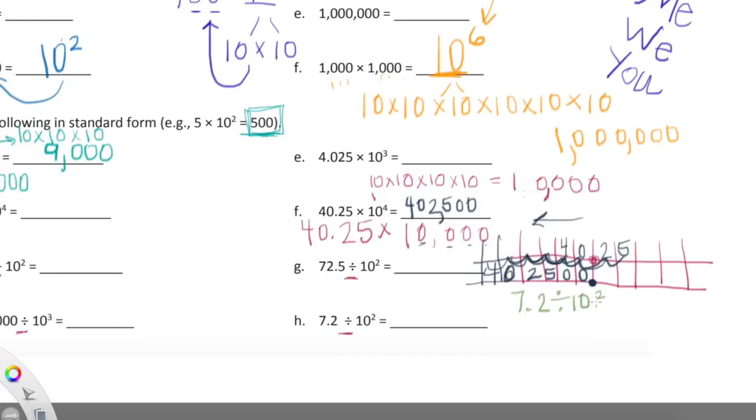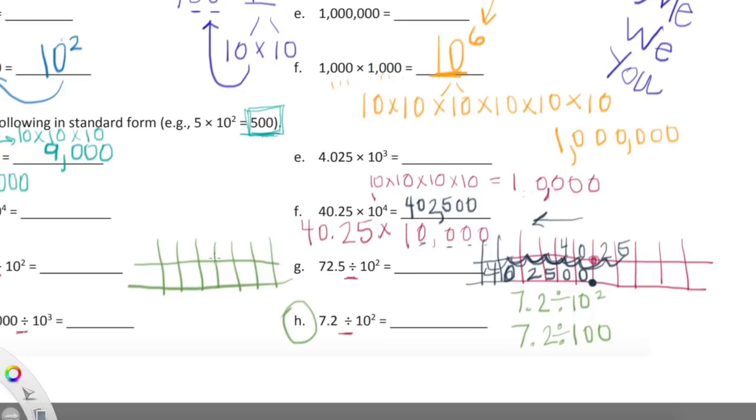You guys know that 10 to the 2nd is equal to 10 times 10. And I hope by this point a lot of you are realizing that 10 times 10 is equal to 100. So what we're actually looking at here in H is 7.2 divided by 100. Let's go ahead and make a quick place value chart and think about what that's going to look like when the digits shift.